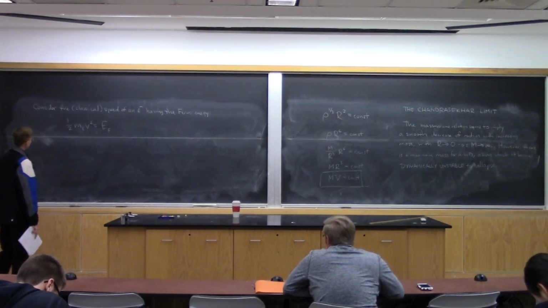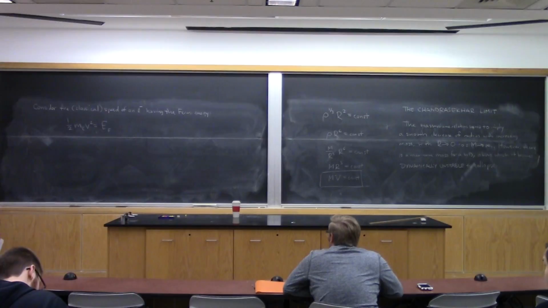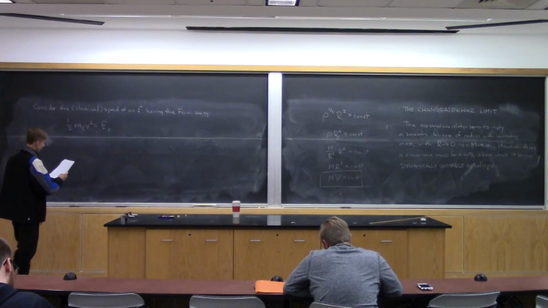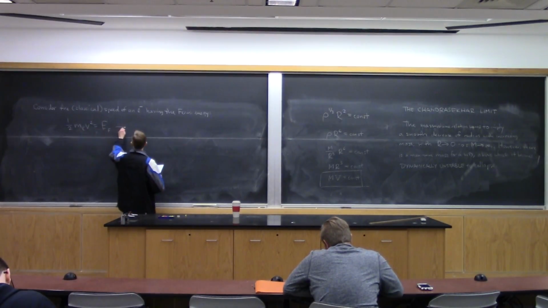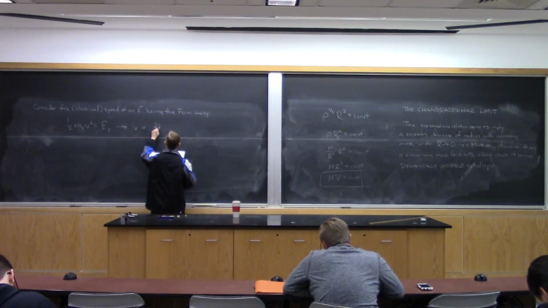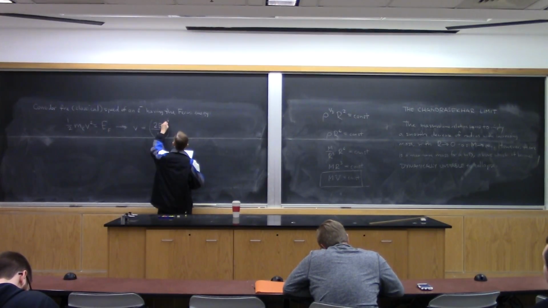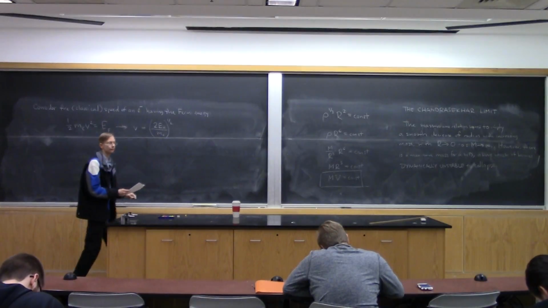So we'll say 1/2 mv squared is equal to the Fermi energy. 1/2 mass of the electron times v squared is equal to the Fermi energy. So that says the speed of the electron is the square root of twice the Fermi energy over the mass of an electron, just solving for v.